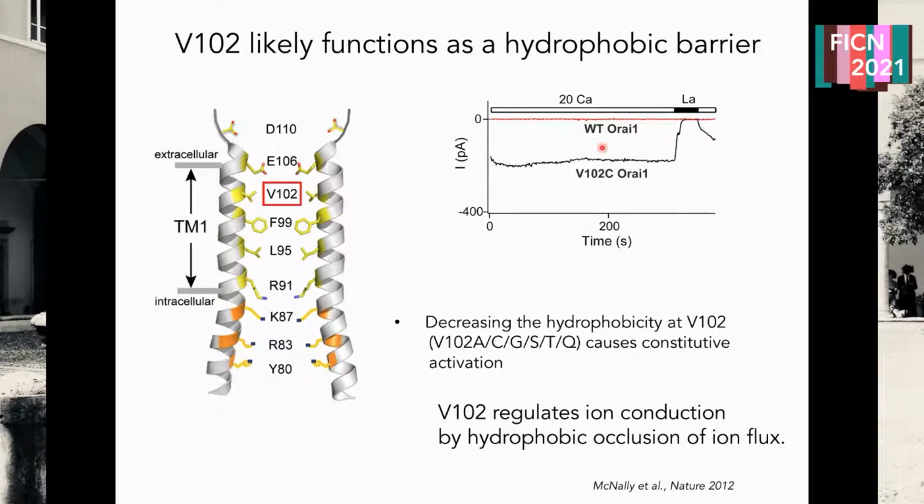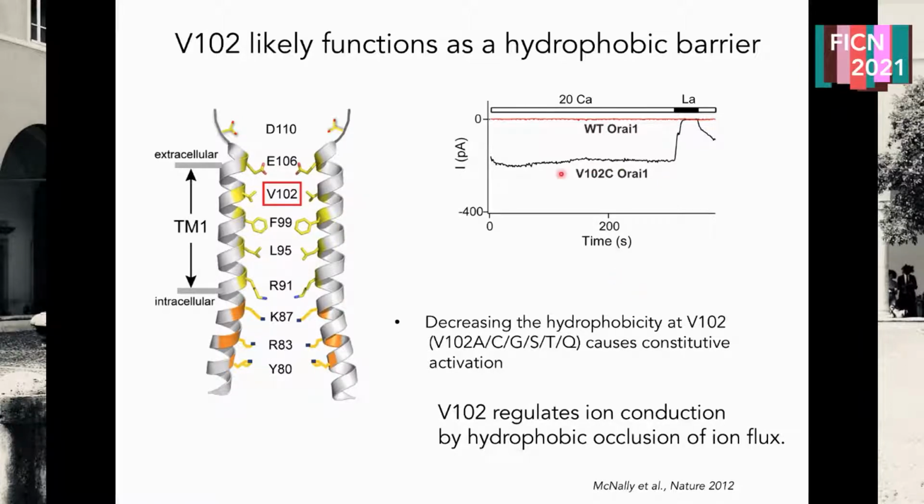And in fact, consistent with that, what we found is that mutating the valine to amino acids that were less hydrophobic resulted in constitutive activation of the channel. So normally, Orai is a two-component system. You need not only Orai, but you also need STIM1. You need to express both of these proteins in order to reconstitute the endogenous current. If you only express Orai1, you get nothing. Whereas in this V102C mutant, the cysteine mutant, this channel was open all the time. It didn't need STIM1 for it to be open.